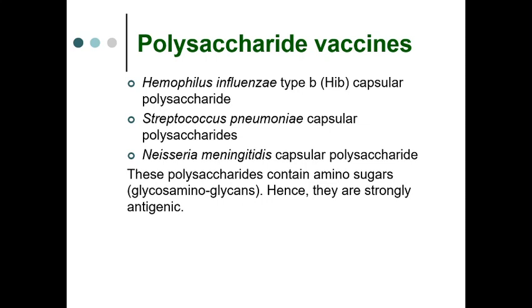Here, the polysaccharide vaccines against Haemophilus influenzae type B or Streptococcus pneumoniae or Neisseria meningitidis, and all these capsular polysaccharides were found to contain glycosaminoglycans. Therefore, they are strong antigens and vaccines could be easily produced using these subunits. This also comes under the subunit vaccine because it is not a whole bacteria. It is the component of the bacteria that has been used for the production of vaccine.